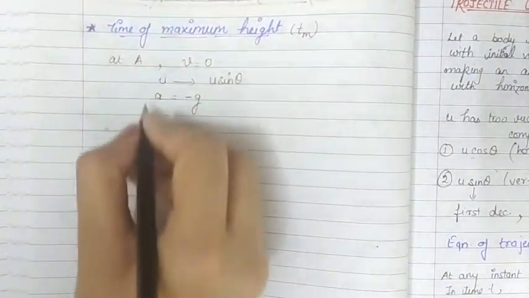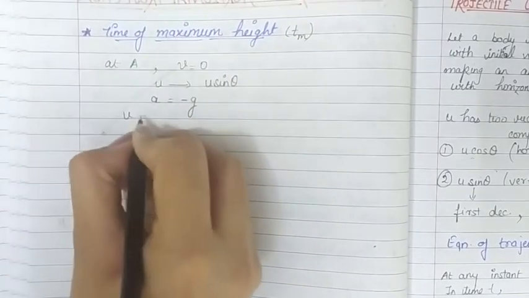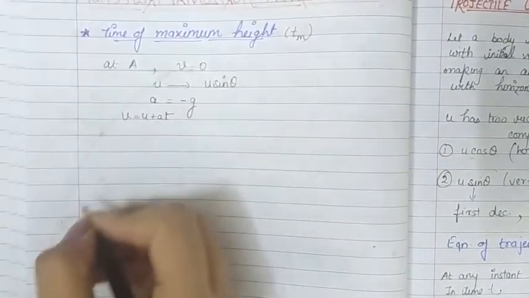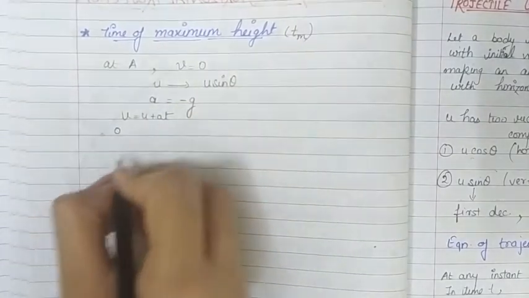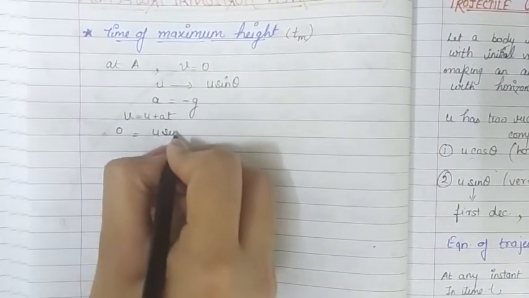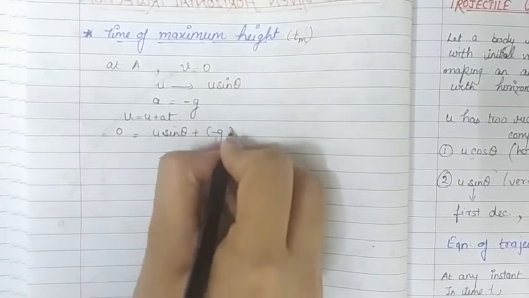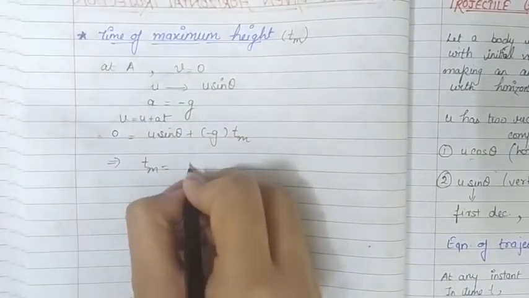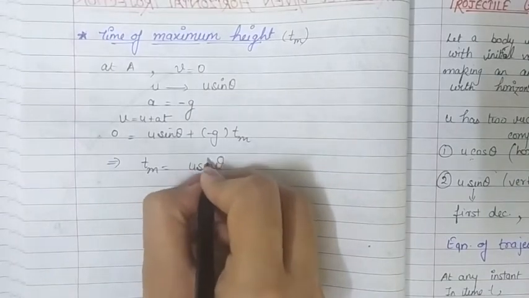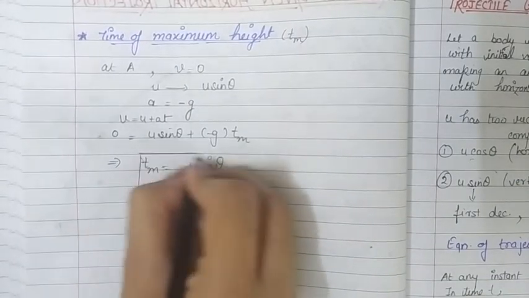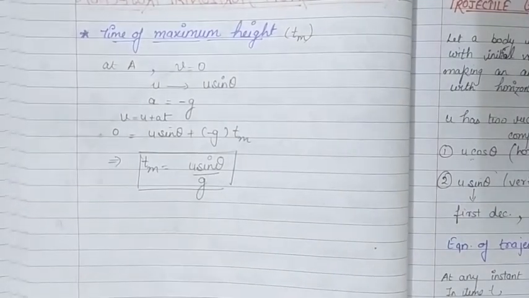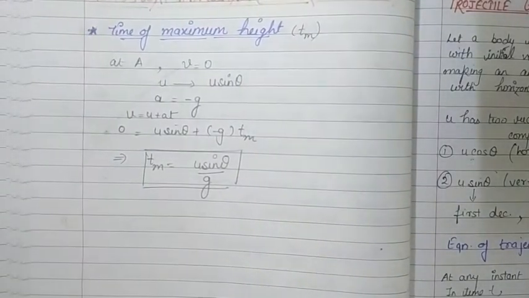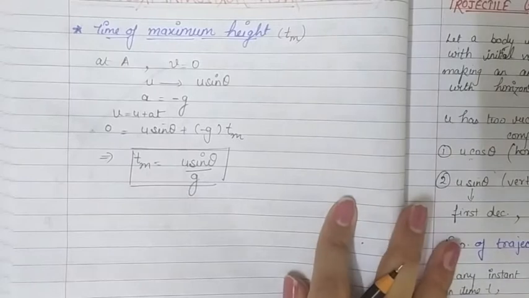By applying the first equation of motion, v is equal to u plus at, we can find the time. So v is equal to 0, u is u sine theta, plus minus g, and the time is tm. So we get tm is equal to u sine theta upon g. This is the time in which the projectile attains its maximum height. This is the required time.